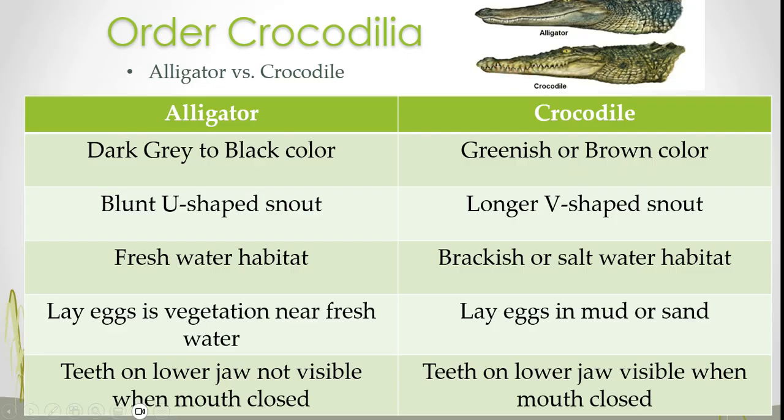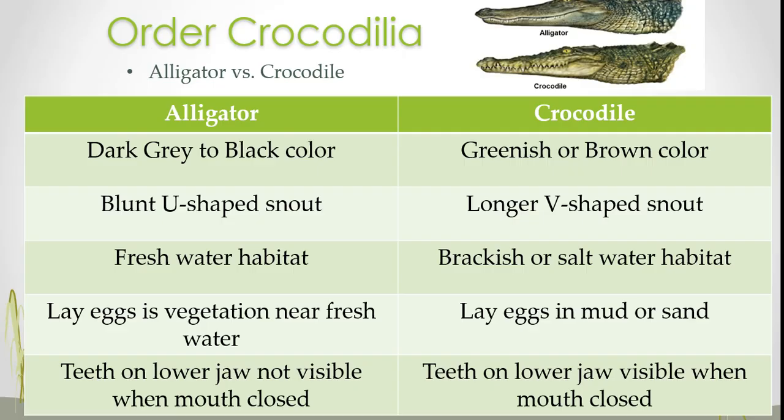Alligators live in freshwater, including in America. We have the Mississippi alligator. Florida has alligators, famously, of course. And then crocodiles tend to be saltwater or brackish. Brackish means it would be like an estuary where fresh water and salt water are mixing. Alligators lay their eggs in vegetation near their fresh water, and crocodiles lay their eggs in mud or sand.